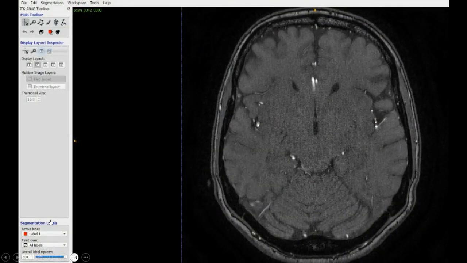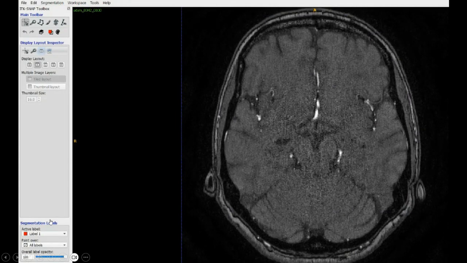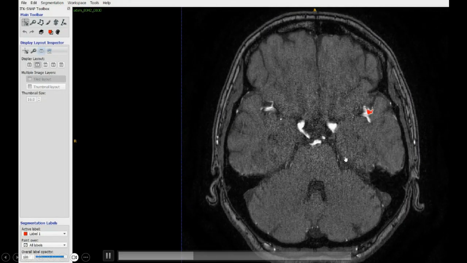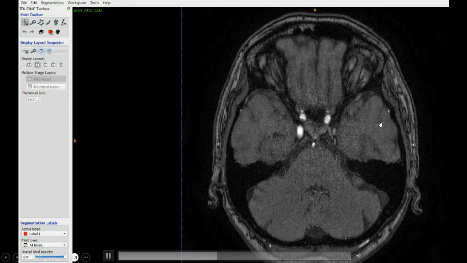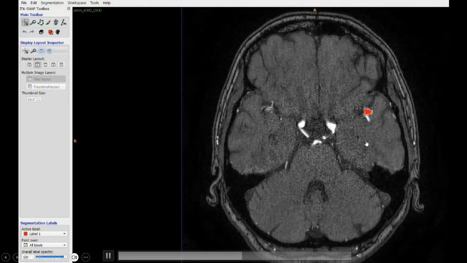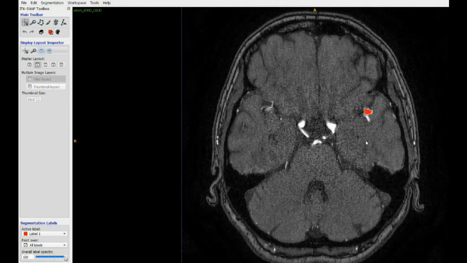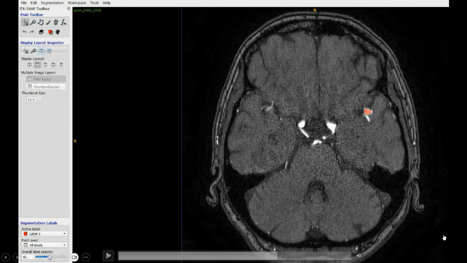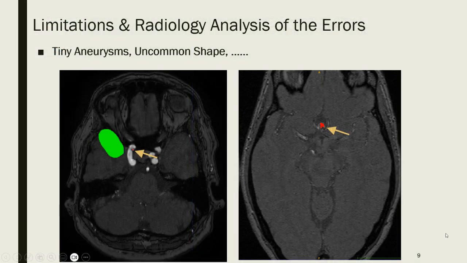As you can see, this is the output of the U-Net for the segmentation of the intracranial aneurysms. You can see the red pixels are the aneurysms that have been predicted by the model. At the last slide, very small aneurysms and uncommon and irregularly shaped aneurysms are the most challenging issues and limitations in the task of intracranial aneurysm segmentation. Thank you very much.